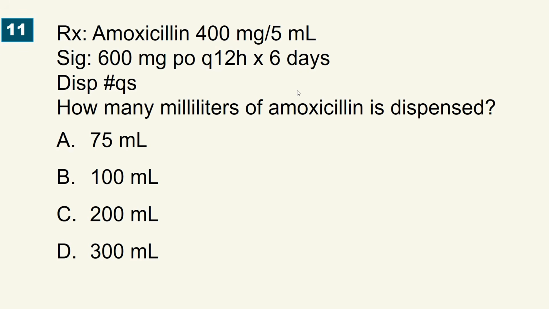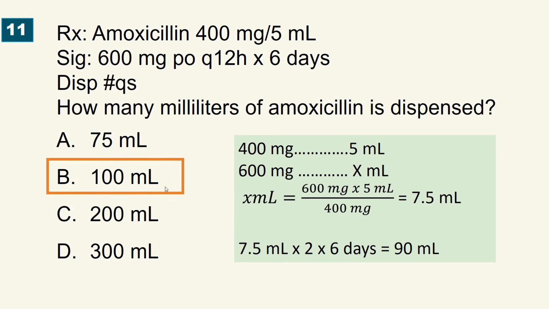All right, next, amoxicillin 400 milligram per 5 mils and 600 milligram every 12 hours for 6 days. Dispense QS means quantity sufficient. How many mils amoxicillin you dispense? So here the key thing you have to focus on is dose every 12 hours. 600 milligram every 12 hours means in a day 1200 milligram. That is for 6 days, plus multiply. So once you know the dose, answer is 100 mil.